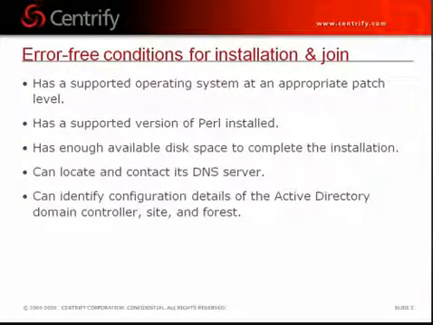The typical conditions that produce an error-free installation of the direct control agent on a Unix, Linux, or Mac agent are: the machine has a supported operating system at an appropriate patch level, it has a supported version of Perl installed, it has enough available disk space to complete the installation, it can locate and contact the DNS servers, it can identify the configuration details of the Active Directory domain controllers, sites, domains, and forests.